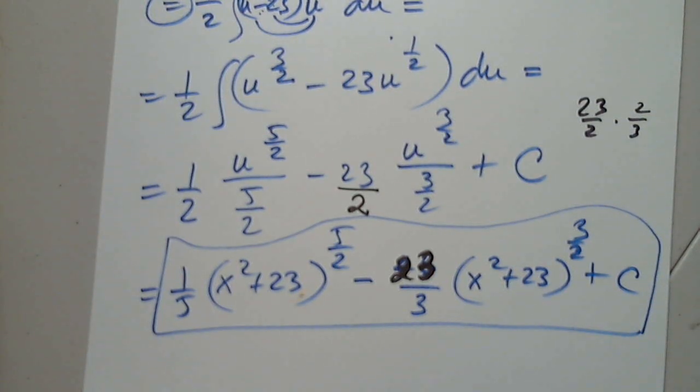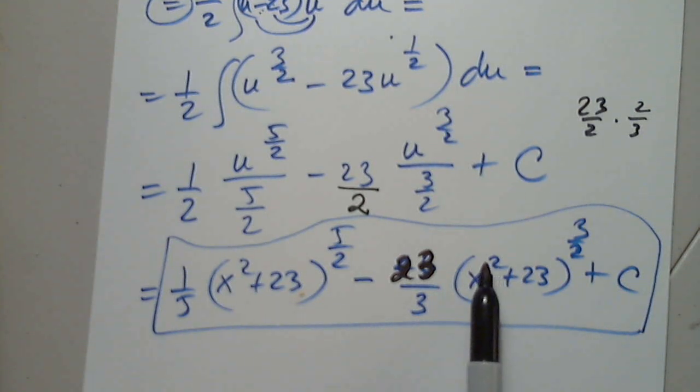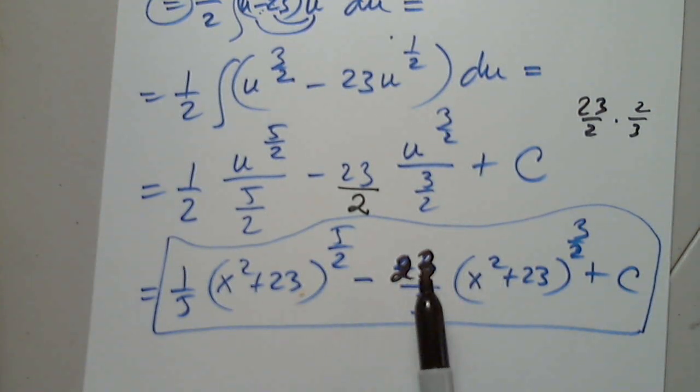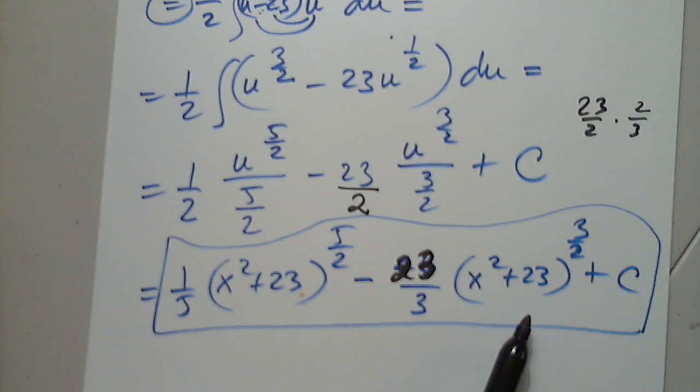x squared plus 23 to the power 3 halves plus a constant c. I don't see any problem. My only other thought is it wants me to distribute and get rid of those two sets of parentheses. I don't know why. I'm pretty sure it would automatically do that. Sometimes it can be finicky with how it wants you to answer it.